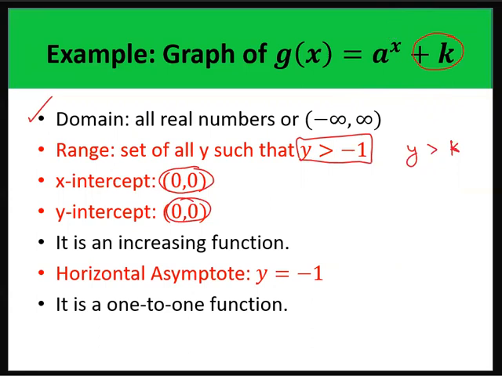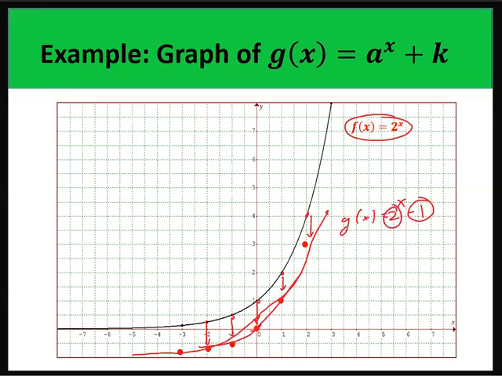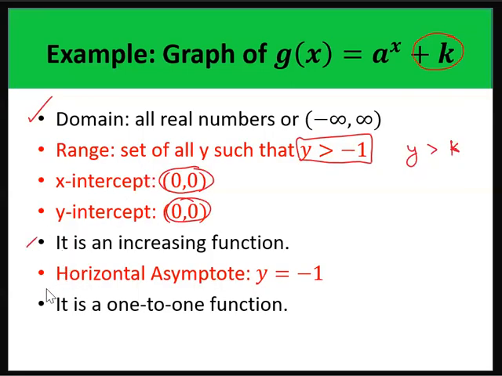Since the base that we used in the previous slide is 2, which is greater than 1, it is still an increasing function. And since the graph moved downward by 1 unit, the horizontal asymptote will also move by 1 unit downward. Originally, the basic function has a horizontal asymptote, which is y equals 0, or the x-axis. But since it moved 1 unit downward, the horizontal asymptote now will be y is equal to the value of k, which is negative 1. And still, it is a one-to-one function.